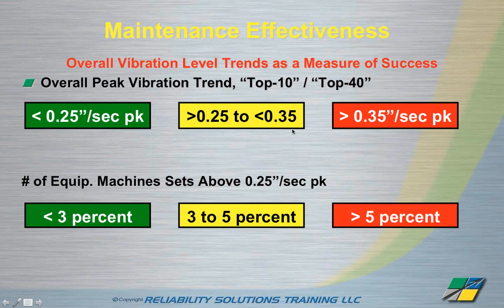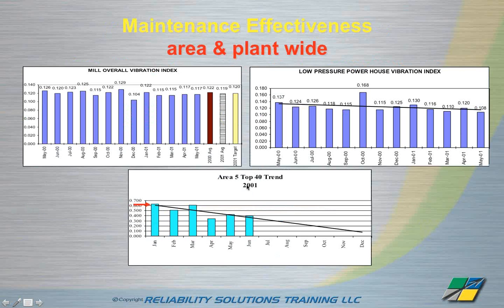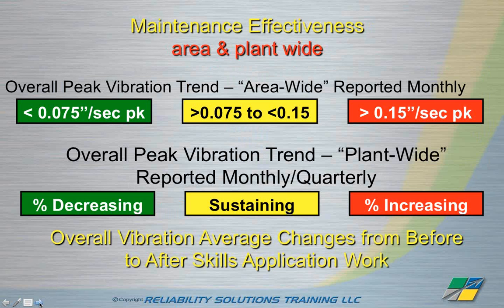So I'm going to run through these pretty quickly because I know time is getting short. These are just some of the metrics that they use, the percentage of machine sets above 0.25. And then you can, of course, Pareto this out and do charts. Again, for the overall vibration index, we just want to make sure that it's heading down. We don't really care what the numbers are. It just needs to be heading down over time. But this is a long-term goal. Your top 5, your top 40 trend is the one that will respond quickly as you start to improve machines.